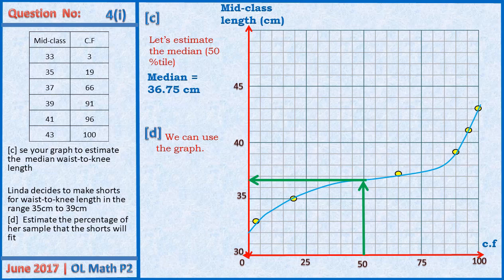According to the mid-class and cumulative frequency, when the mid-class is 35, the cumulative frequency is 19, and when it is 39, I have 91. The upper cumulative frequency will be 91. Even when you use the table or the graph, you have the same value. So 91 minus 19, divided by the total number of children, 100, times 100% over 1. So just 72% of her sample will meet these standards.